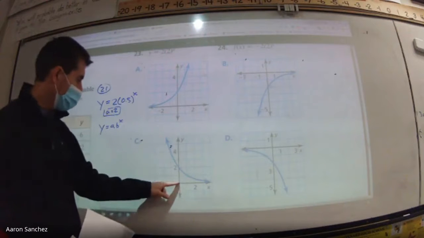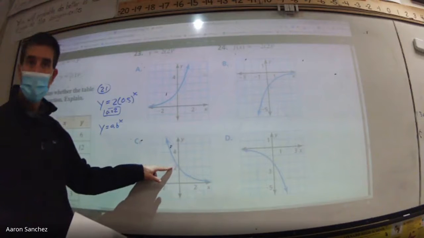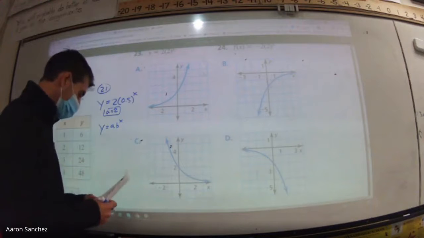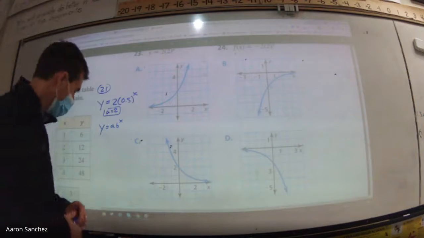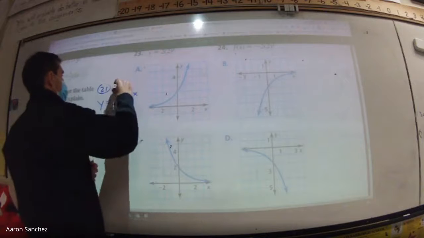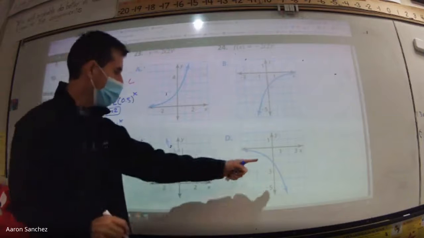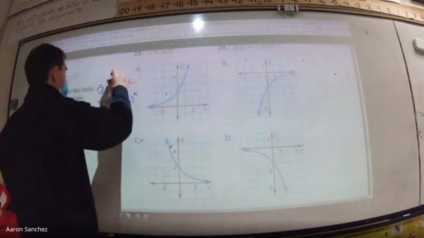So how about this one? What's this one cross? What's the y-intercept here? 2, right, Daniel? Did you say it? 2. So it could be, so 21, or what? 21 can be, it's crossing at 2 here. 21 can be A, or it can be C. How about here? It's crossing at what? Negative 1, negative 2. So it's going to be either A or C.